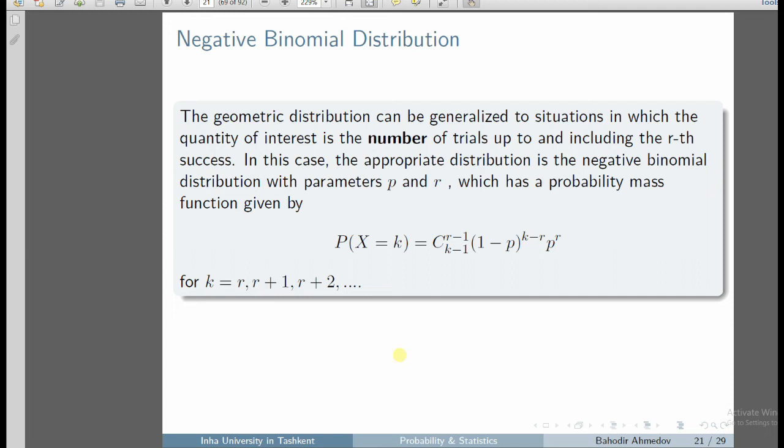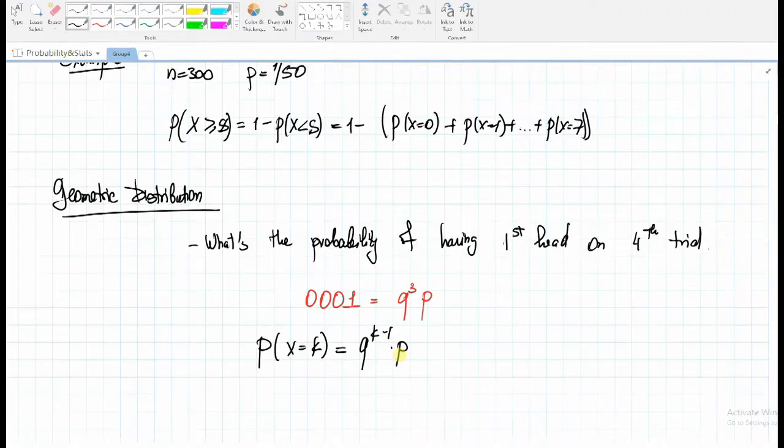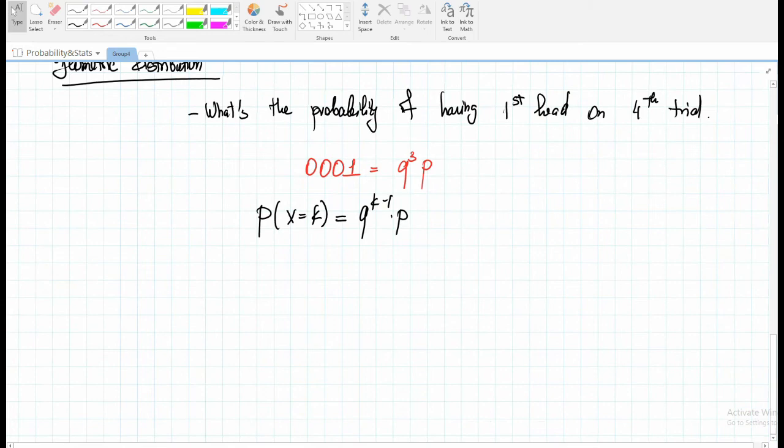Okay? So let us calculate the probability. Do you understand this? The geometric distribution is just a particular case of this distribution, where the number of successes is just one. Here the number of successes is more than one. Okay. So negative binomial distribution.